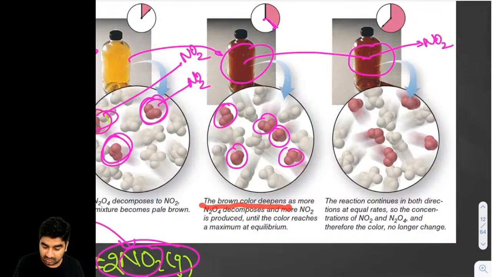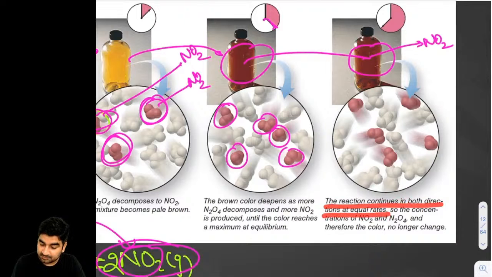The brown color deepens as more N2O4 decomposes to NO2, right? Right guys, brown color deepens, and you know the reason. Again guys, the reaction continues in both directions at equal rate. Here we can say that equilibrium has been achieved. So the concentrations of NO2 and N2O4, and therefore the color, no longer change.